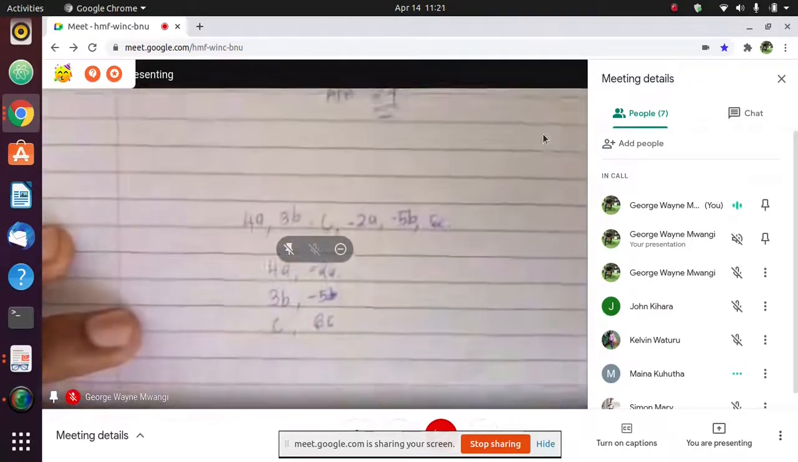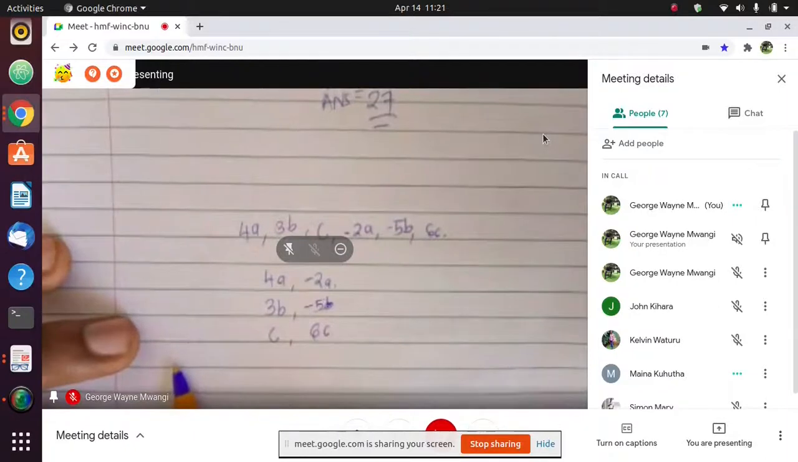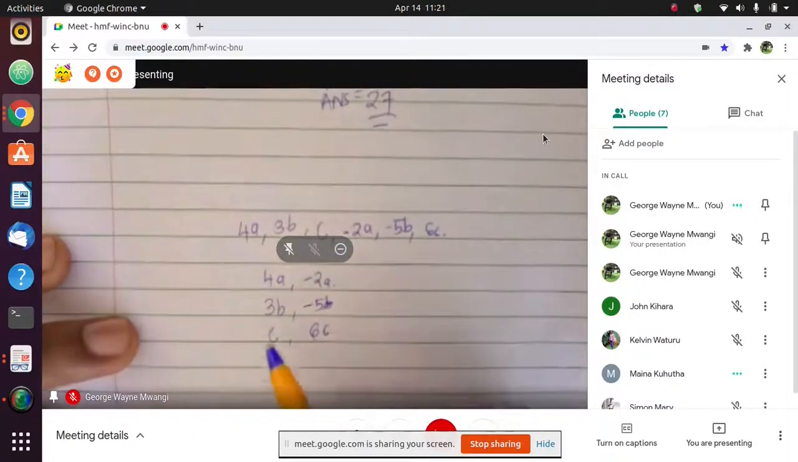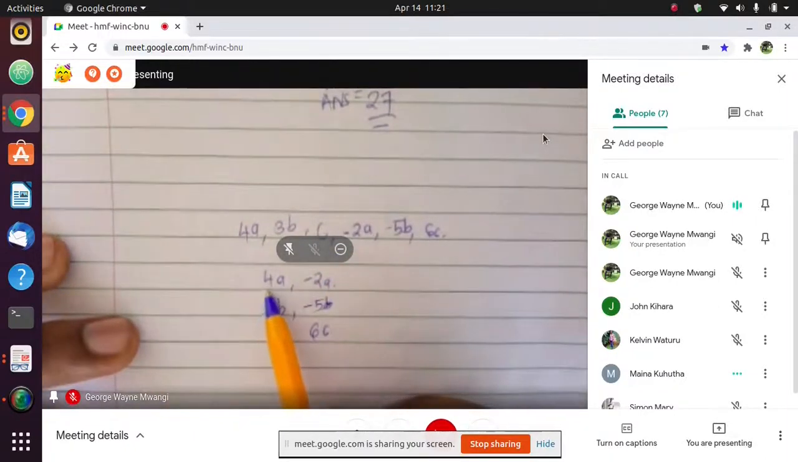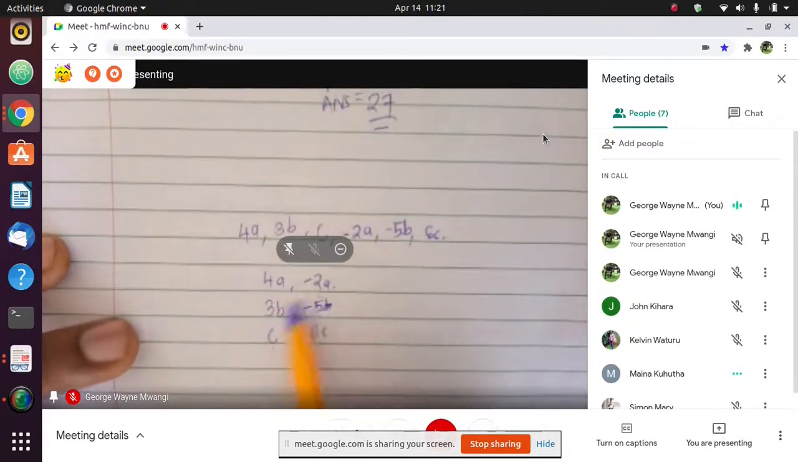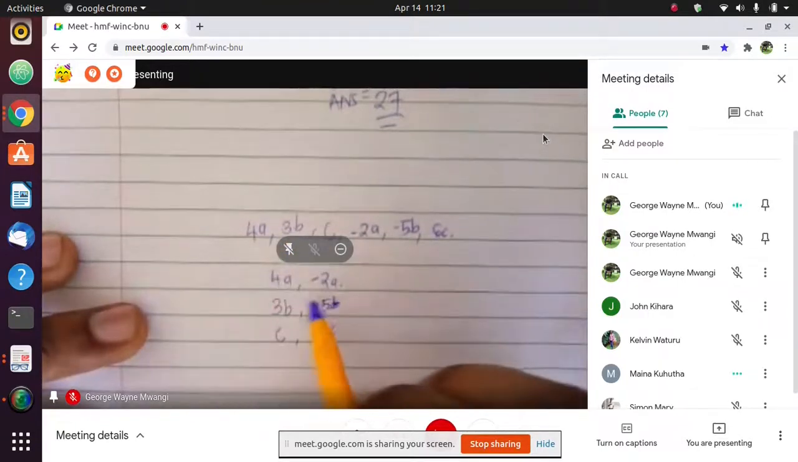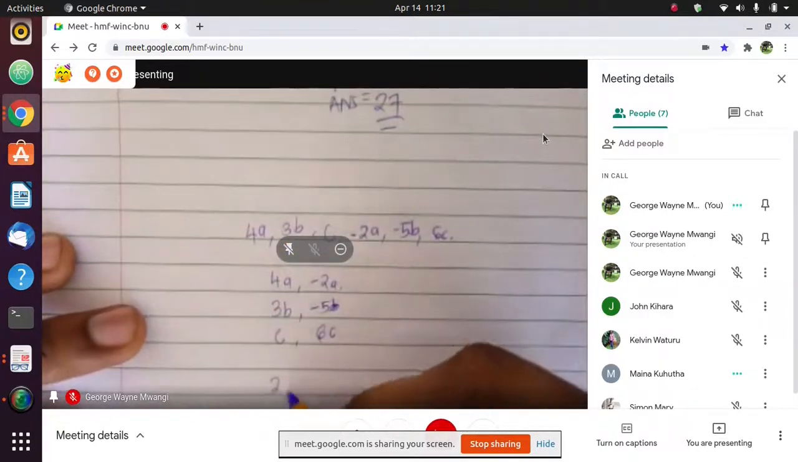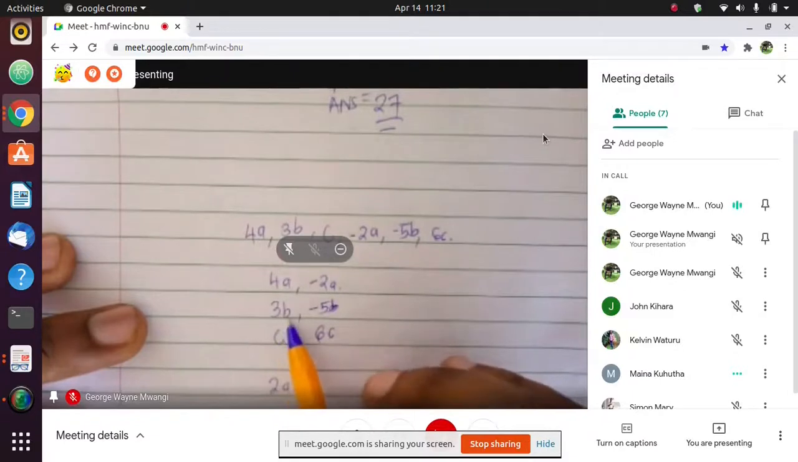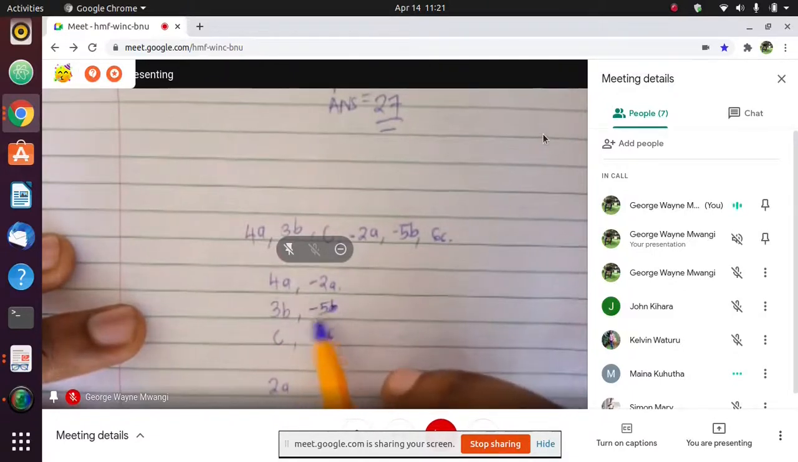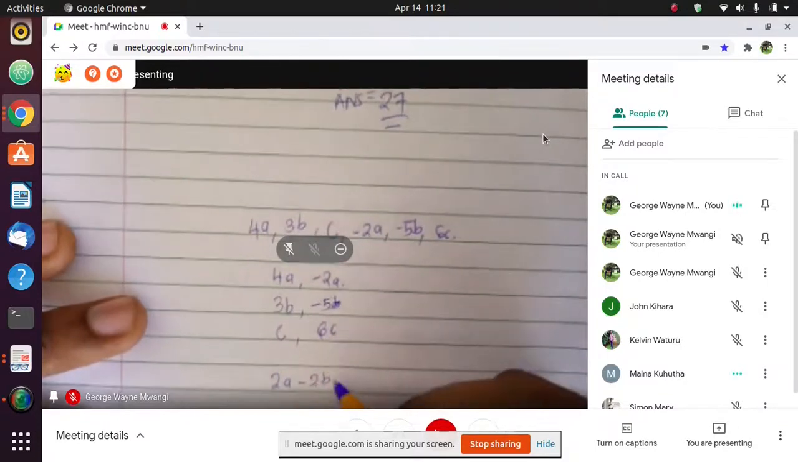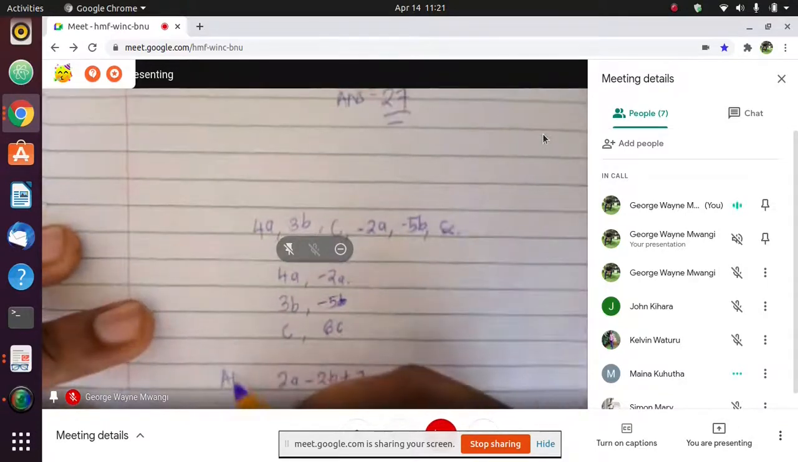Now we've been told to find the sum of these unknowns. So we will take the values of a, we add them, plus the values of b, we add them, plus the values of c. Now 4 plus minus 2 will be 2a. 3b plus minus 5b will be minus 2b. And c plus 6c will be 7c, and that will be our answer.